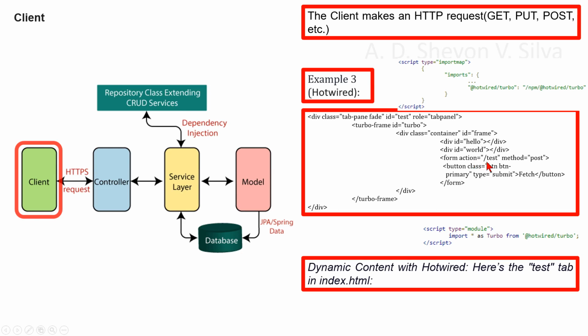The /test endpoint then sends back some turbo stream fragments containing templates with the content we want to replace.